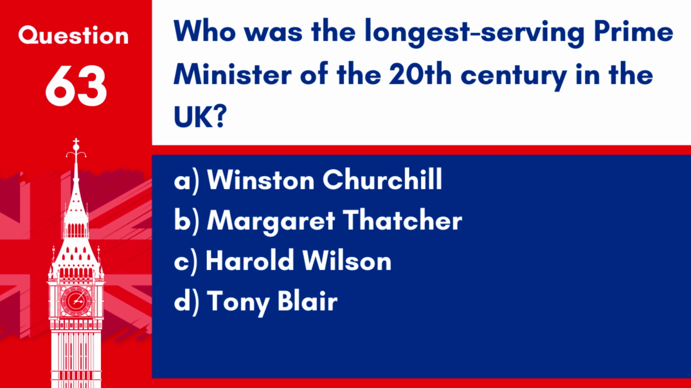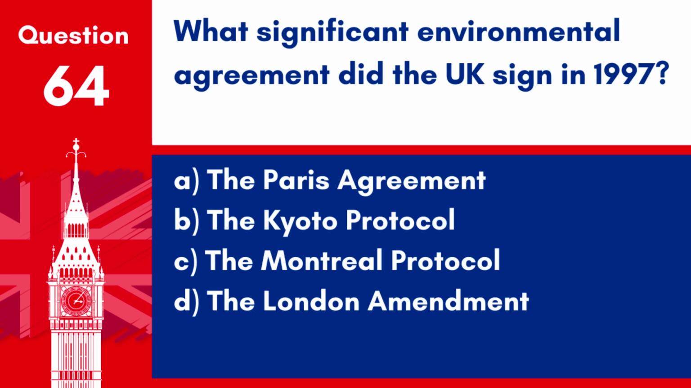A. Winston Churchill. B. Margaret Thatcher. C. Harold Wilson. D. Tony Blair. Answer: B. Margaret Thatcher. Serving from 1979 to 1990, Margaret Thatcher is the longest-serving British Prime Minister of the 20th century. Question 64. What significant environmental agreement did the UK sign in 1997?